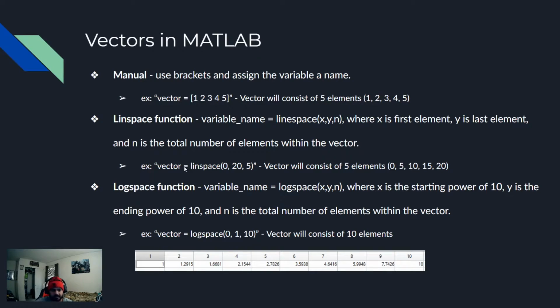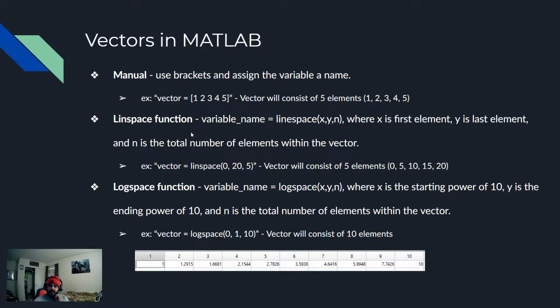So for example, let's say we declare a vector using linspace and we say that the first element is going to be 0. The last element is going to be 20, and then within the whole vector itself, we're only going to have 5 elements in total. So it would start counting from 0 to 20 and only have 5 elements, so 0, 5, 10, 15, 20, etc.